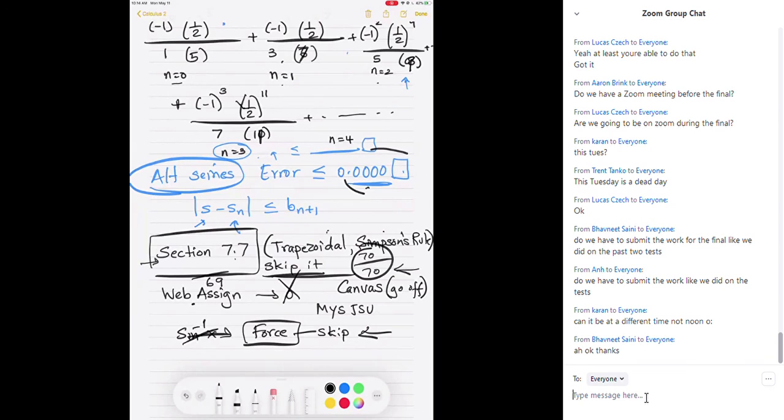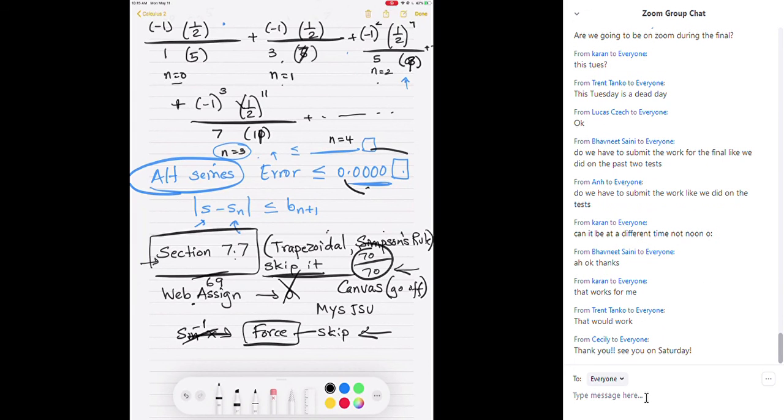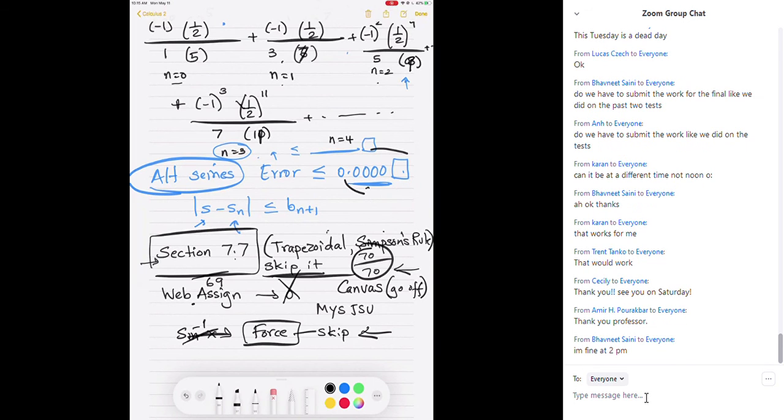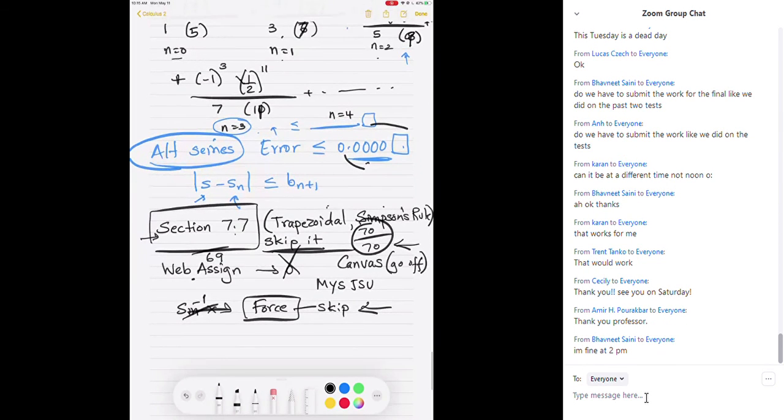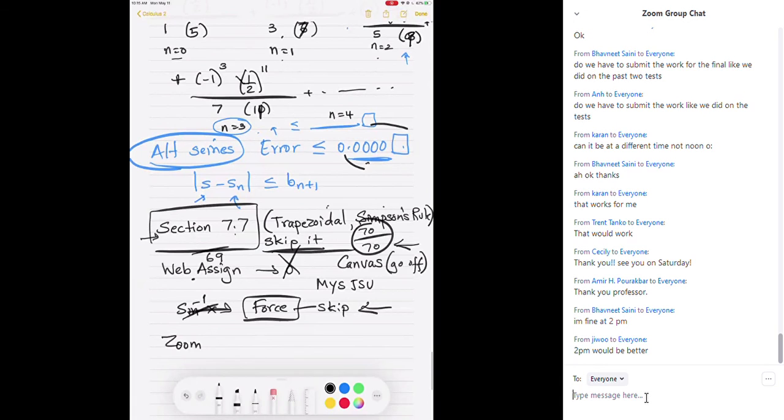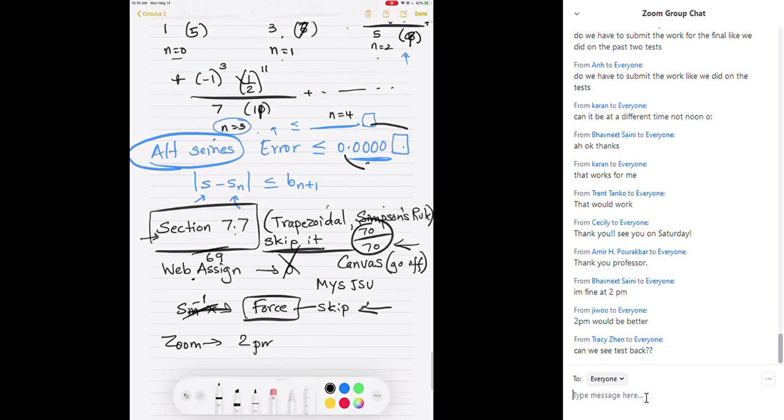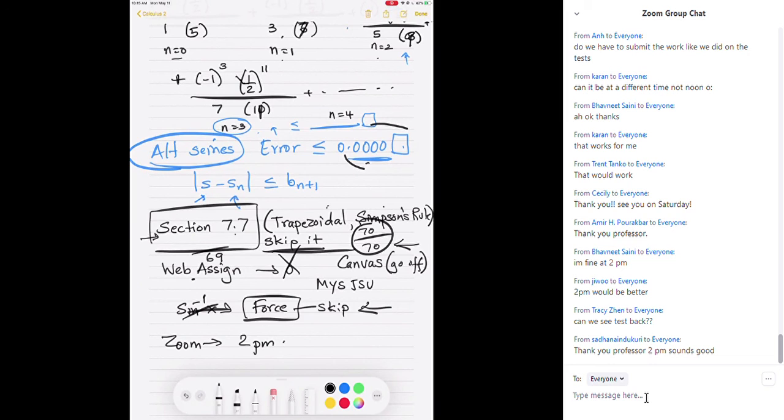Oh, I just threw a noon in there, but do we want to meet at 2 p.m. then? Because my mornings are busy tomorrow. Okay, so let me just schedule a Zoom meeting for tomorrow. You will see it in your calendar at 2 p.m. Join in if you like, or if not.